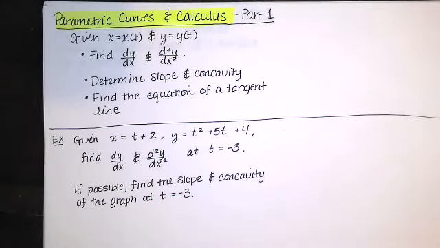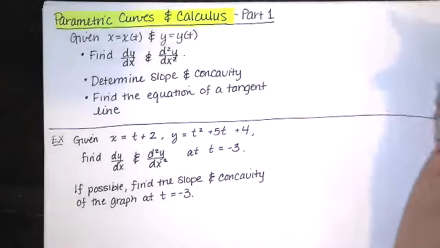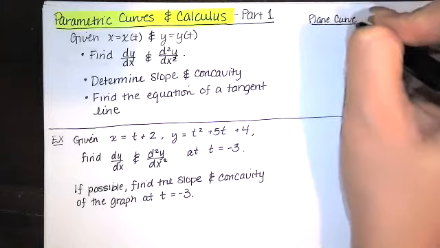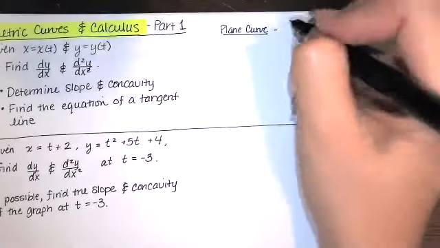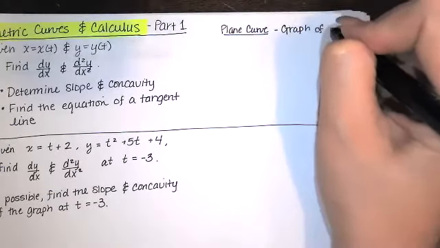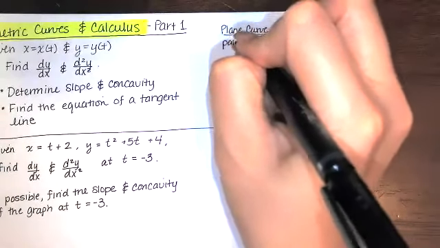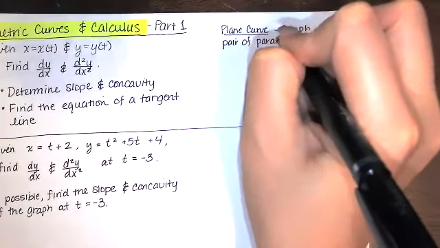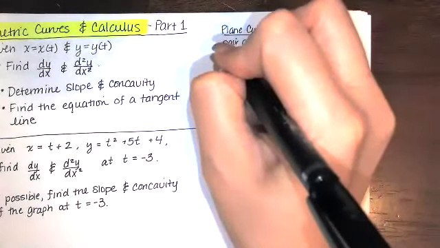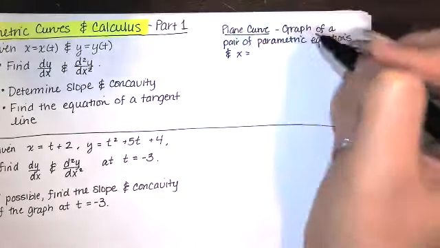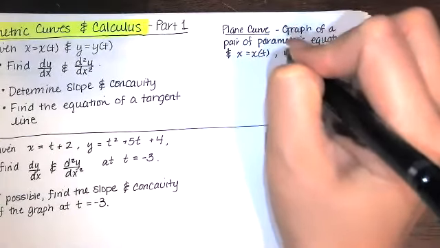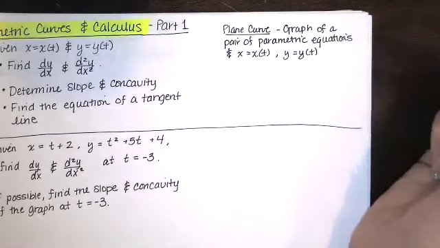In the last video, we looked at parametric curves or plane curves. And remember what a plane curve is. A plane curve is the graph of a pair of parametric equations combined with the parametric equations themselves. So the plane curve actually consists of two things. It consists of the graph, and it consists of the equations that define the graph.